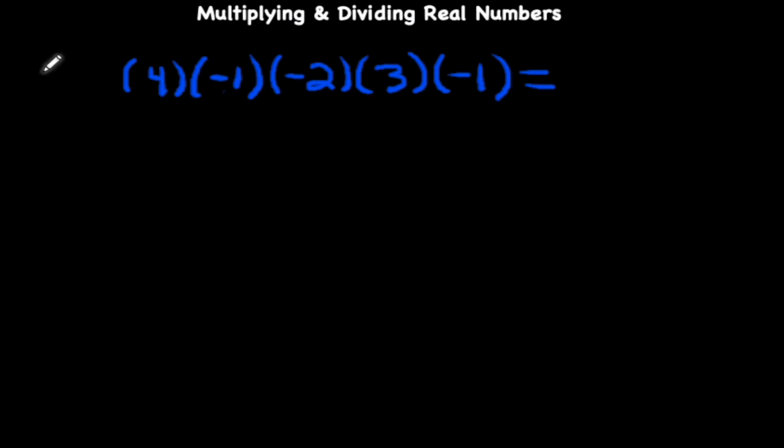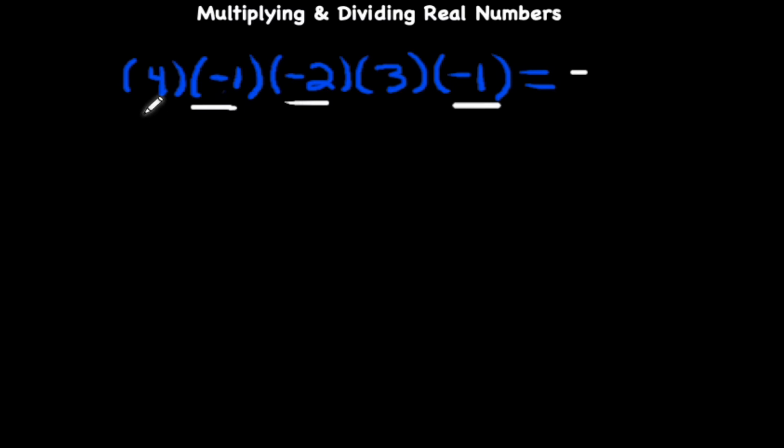All right, so this is what I want to say. Products with an even number of negative factors are positive, whereas those with an odd number of negative factors are negative. So here we have 1, 2, 3. So we have 3 negative factors that we're multiplying, right? So that means our answer will be negative, okay? Because remember, an odd number of negative factors means your answer will be negative, all right?